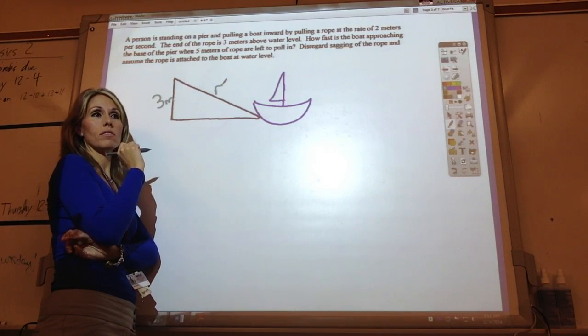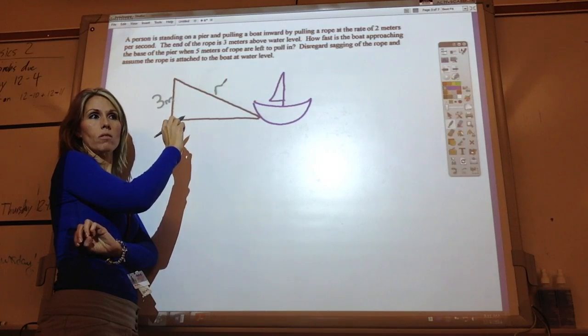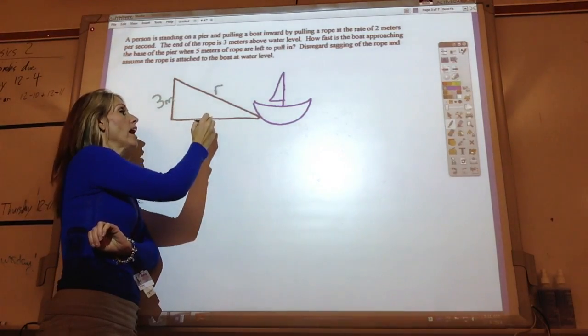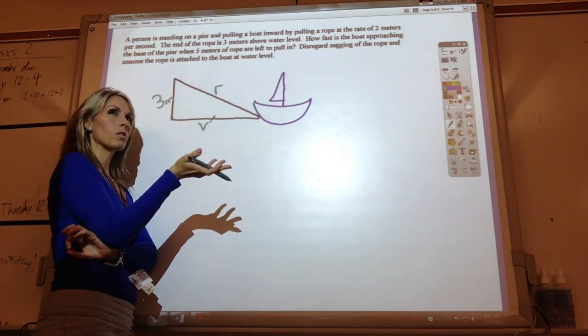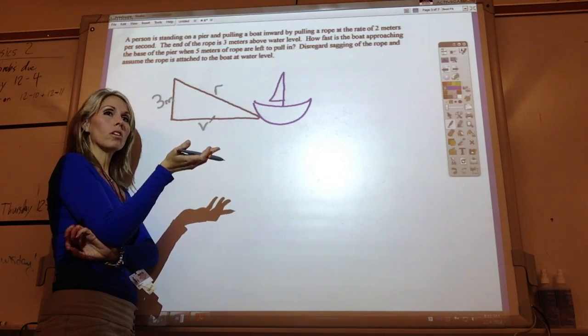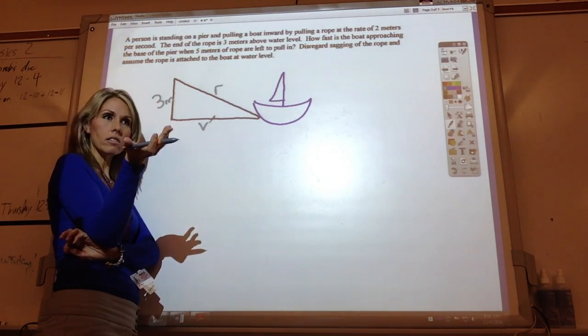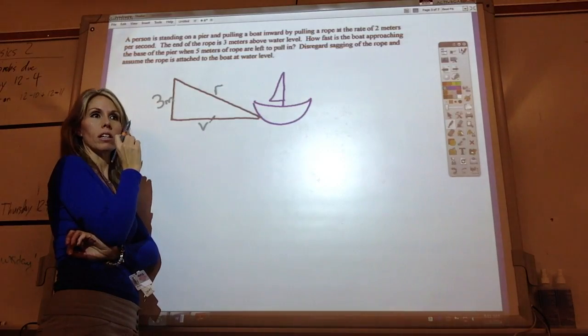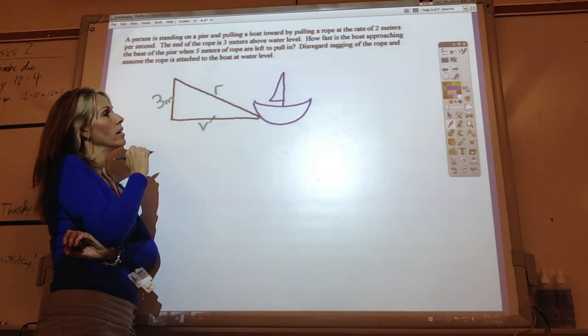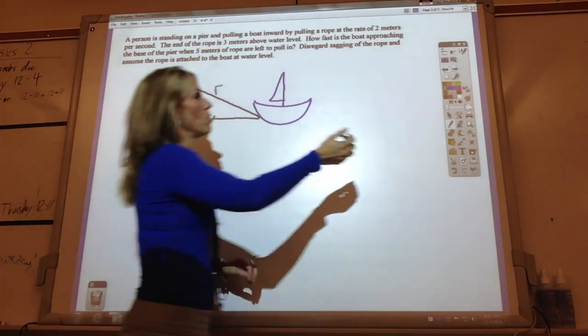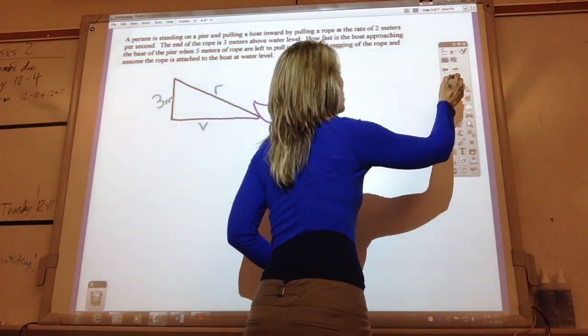Did anybody else put a different letter? Because I'll use his because he has one already. Okay. I usually do B for base, or W for water, or X because it's an X. You know, whatever. Doesn't matter what letter. Alrighty. So that's perfect so far.